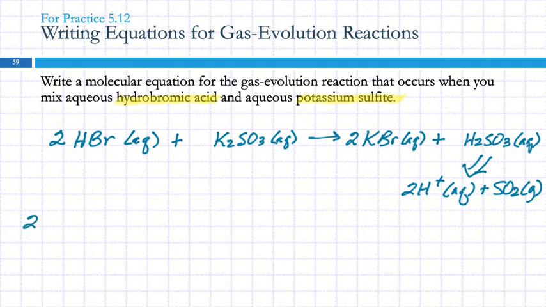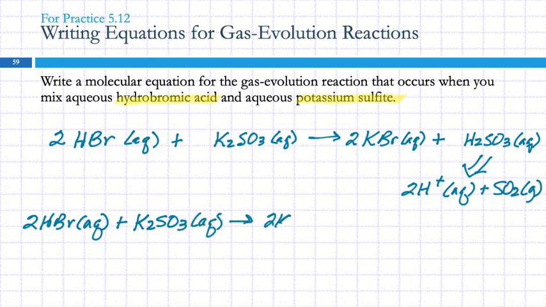So the full equation is 2HBr plus K2SO3. It's going to form 2KBr aqueous. Yeah. You see what I did there? That was wrong. What's wrong with this? It's supposed to be H2O. I know, I'm so sorry. I really try not to do things like that. I was just taking it apart like it was ions.